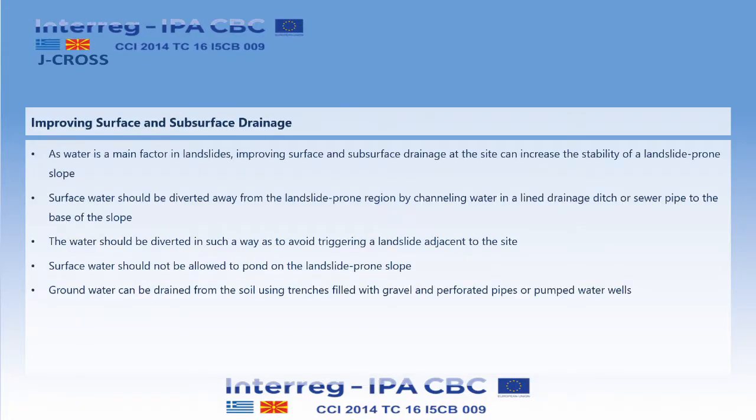As water is a main factor in landslides, improving surface and subsurface drainage at the site can increase the stability of a landslide-prone slope. Surface water should be diverted away from the landslide-prone region by channeling water in a lined drainage ditch or sewer pipe to the base of the slope. The water should be diverted in such a way as to avoid triggering a landslide adjacent to the site. Surface water should not be allowed to pond on the landslide-prone slope. Groundwater can be drained from the soil using trenches filled with gravel and perforated pipes or pumped water wells.